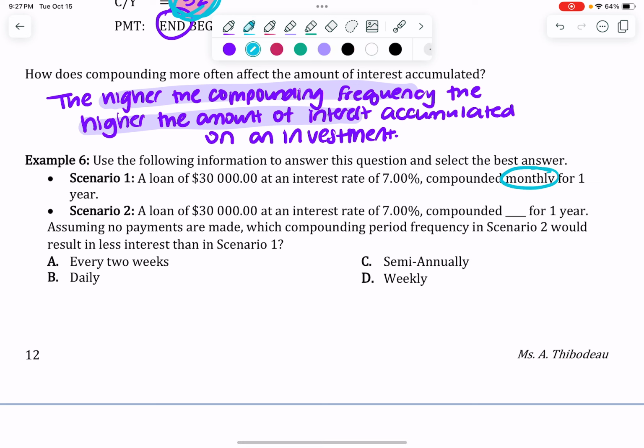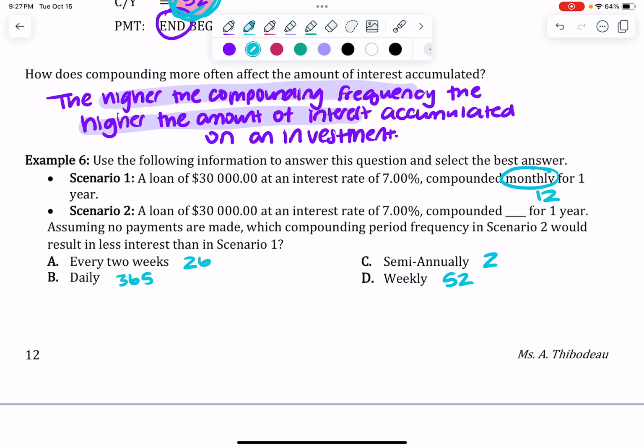Okay, we're going through it. So in scenario 1, we were talking about monthly. We were talking about 12 times a year. In all of our options, every 2 weeks means every second week, aka bi-weekly. Since there's 52 weeks in a year, then every second week, which means there's going to be 26. There's half as many every second weeks. Daily, 365 days a year. Semi-annually means every half year, which means 2 times a year. And weekly, there's 52 weeks.